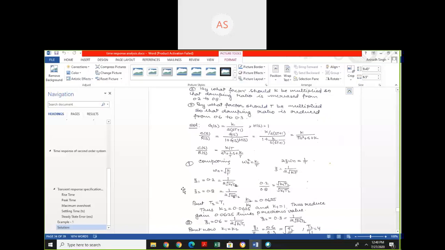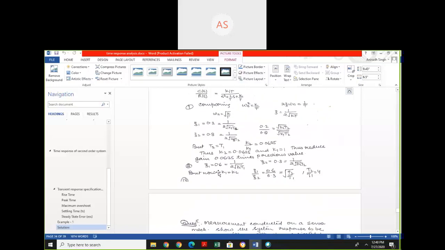So we can say that we reduce the gain to 0.0625 times the previous value. Similarly, in the second case, the value of zeta is given by 0.6, and in the second case 0.3, and here K1 and K2 both are equal, and from this formula we get the value of T2 by T1 is 4.